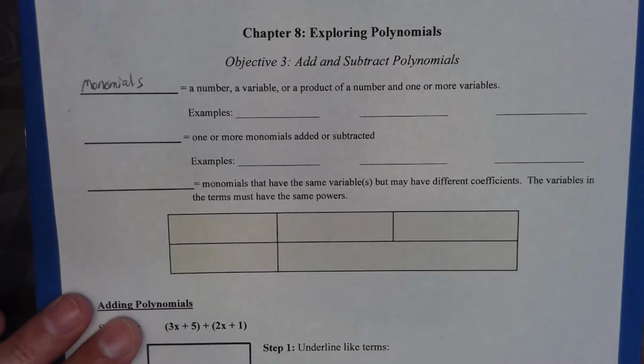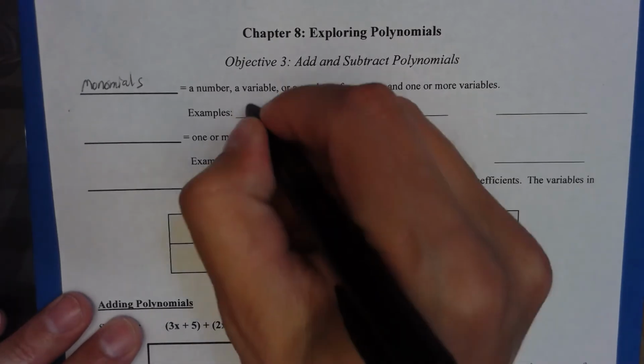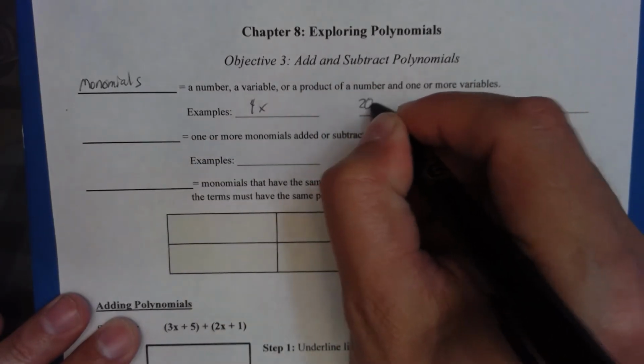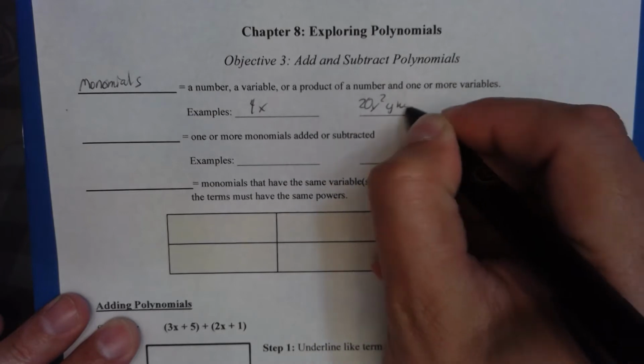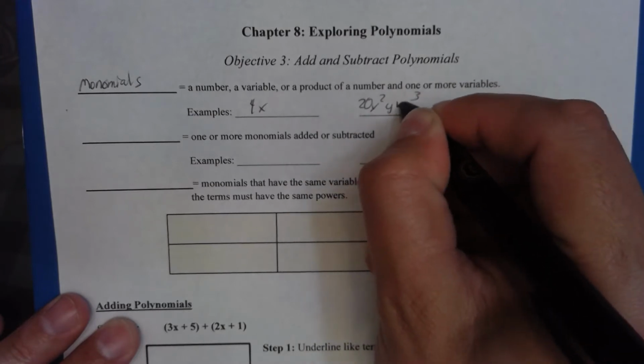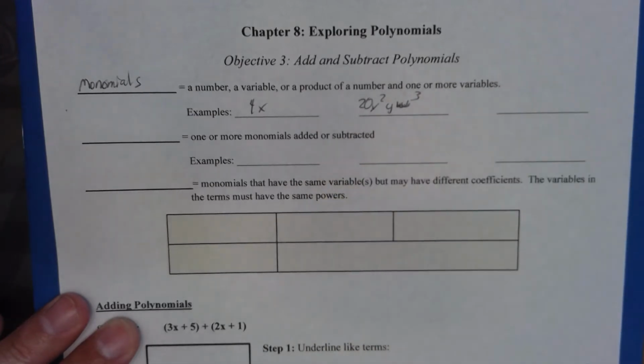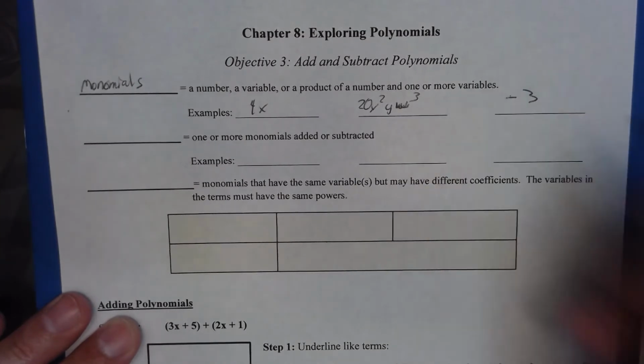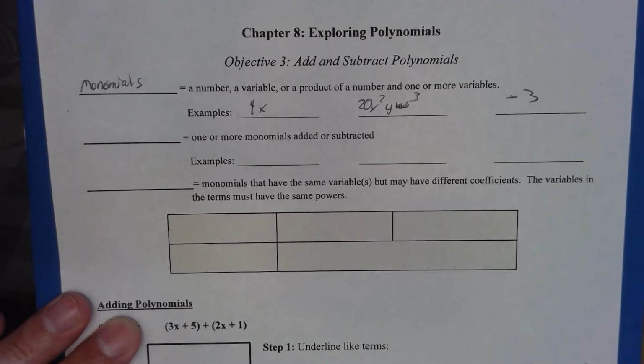So that could be anything like 4x, 20x squared y w to the third. We could also see something like -3. Those are all monomials.